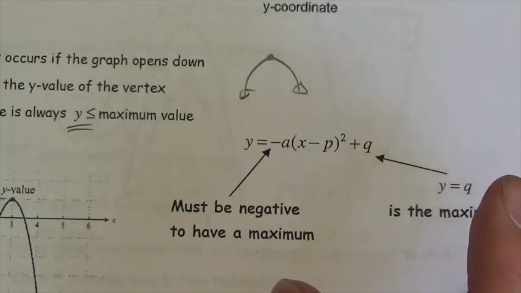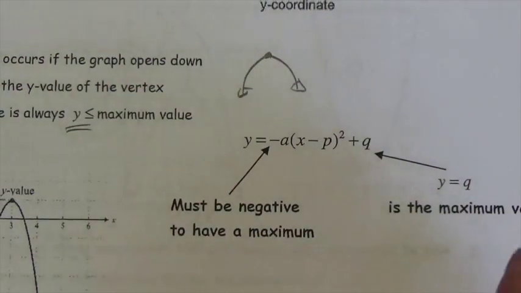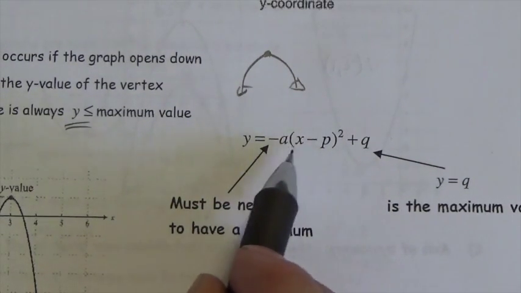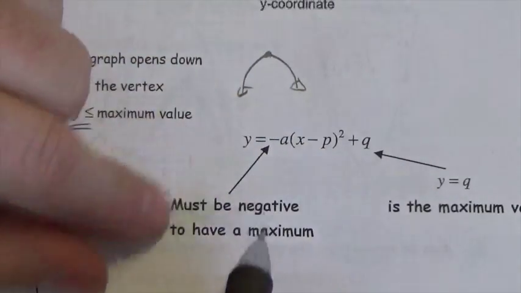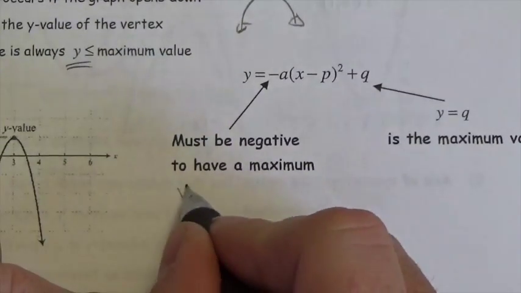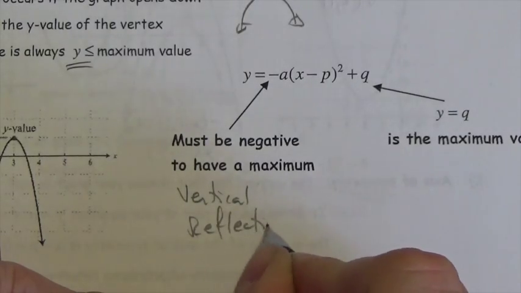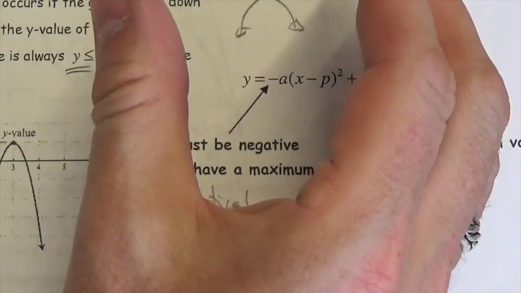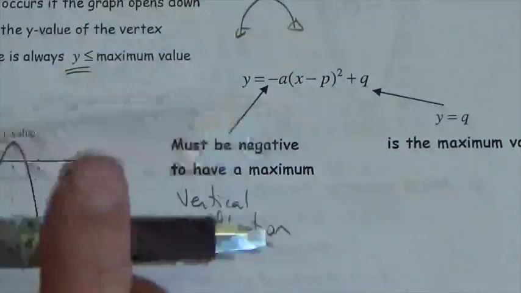Now we're going to give you a hint as to how you can tell, because this is the first time that it will be obvious what's going on. As soon as you put a negative value multiplied in front of this set of parentheses being squared, that's going to actually force this graph to open down. It causes what we call here a vertical reflection. In other words, without it, the parabola opens up, and as soon as you put a negative there, it switches the parabola over so that it opens down.